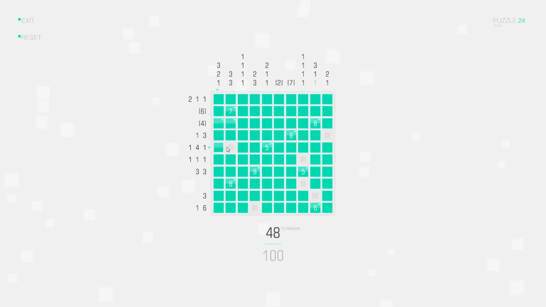Here we have 1, 4 and 1. Let me see from this side. 1 square here, a gap, 1, 2, 3, 4. So the 4 connected squares in the rightmost position would end here. And if I count from this side, 1 square, a gap, 1, 2, 3, 4, yes, those 2 squares are definitely part of the 4 connected squares. Here we don't have any clues yet, and here we have 2 times 3 connected squares, yes.